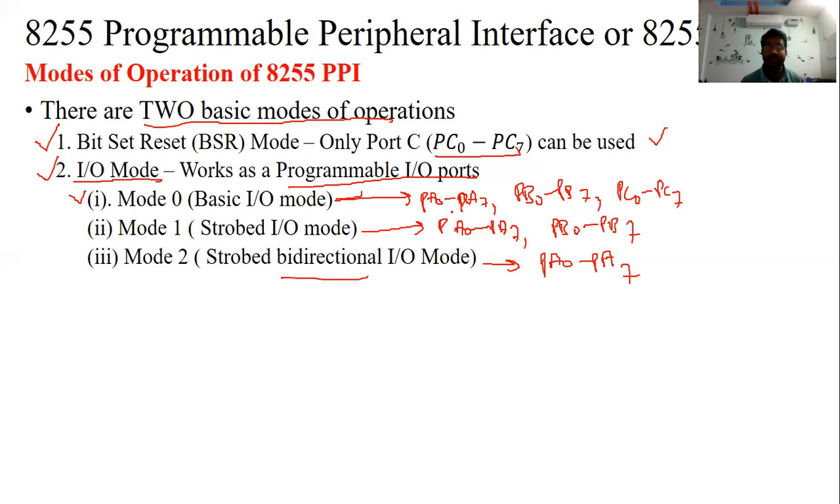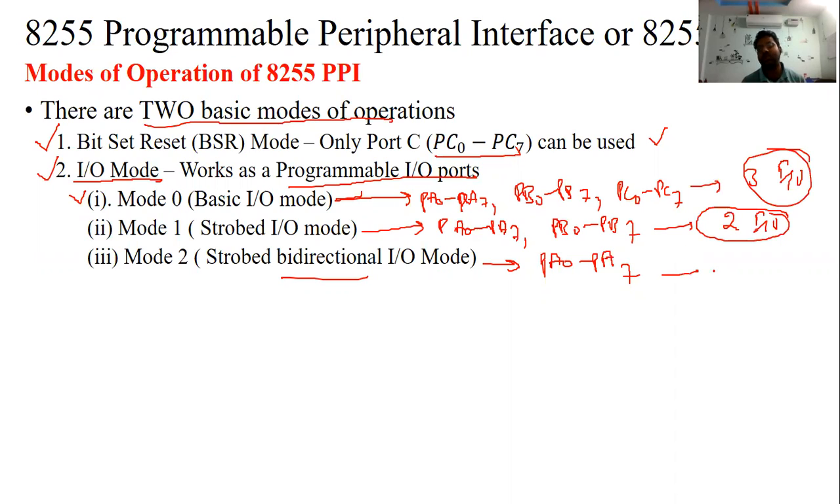In this input output mode, port A you connect to any input output device, and port B and port C you also connect to any type of input output device. Then in mode 1, only port A and port B are available to connect input output devices. Then mode 2, in this mode only port A is available to connect input output devices. Remember, in mode 0 you can connect 3 different input output devices.